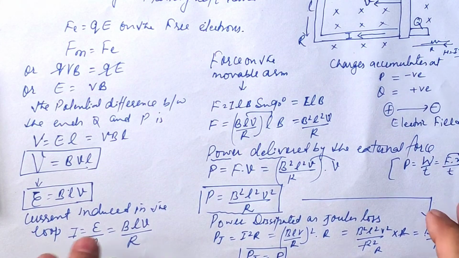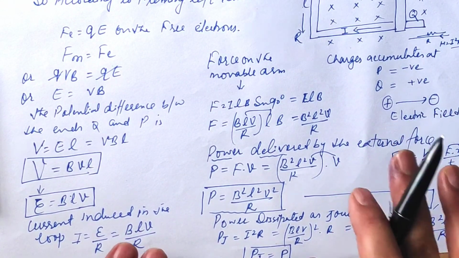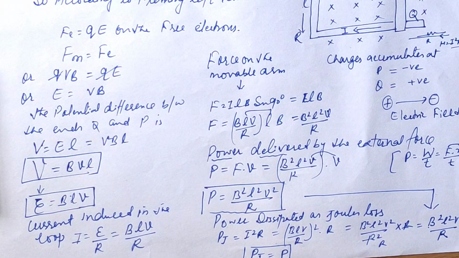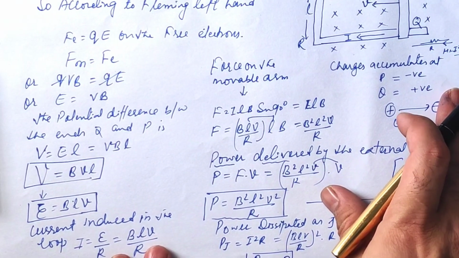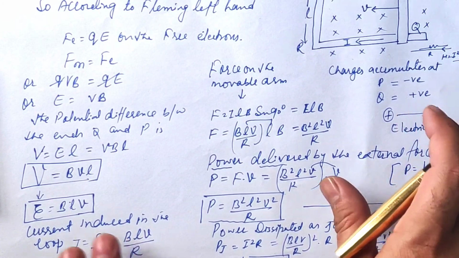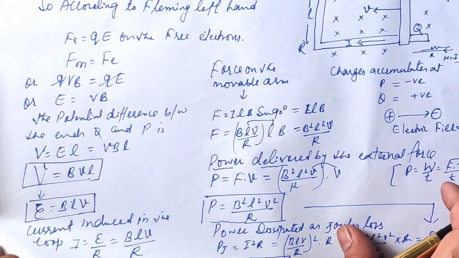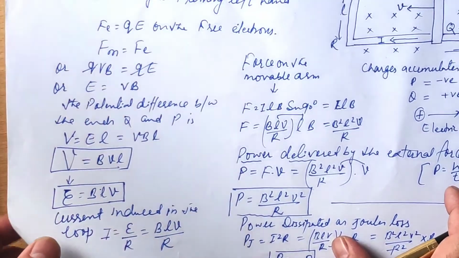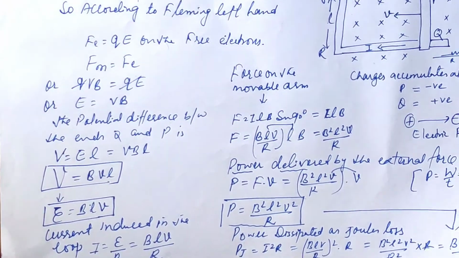So this was about motional EMF from Lorentz force, and here we have discussed current, force, power delivered and power dissipated as Joule's loss. Students, this was one of the most important topics of the chapter. You just revise; there are 3-4 lines here you have to keep in mind. This expression could be asked in the exam, so remember this.